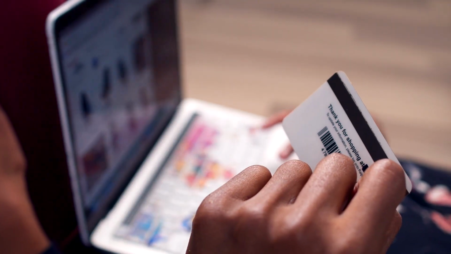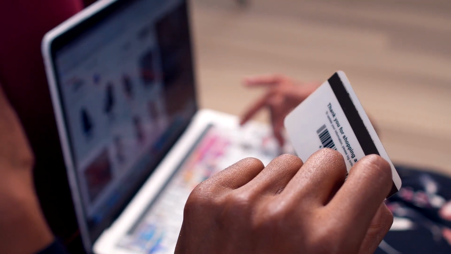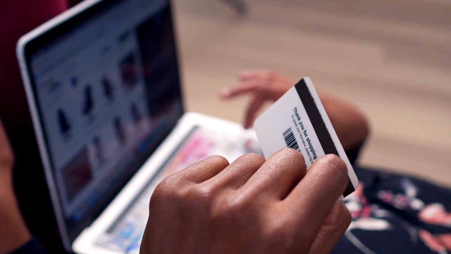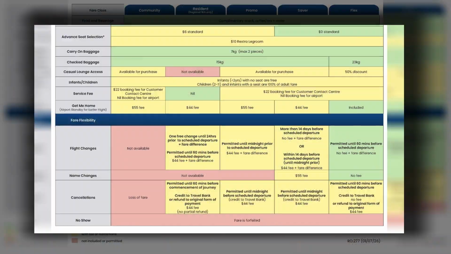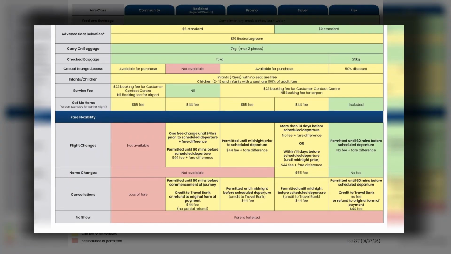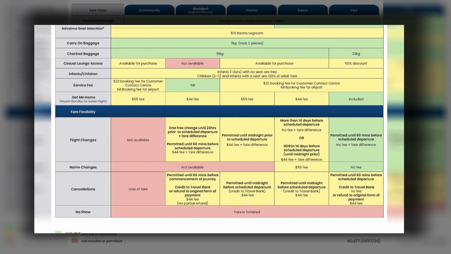Worst case, unchecked rules can add $100, $300 to a cheap fare in fees and missed time. Given that risk, here's a practical, cheapest, safe approach for most rare flyers.